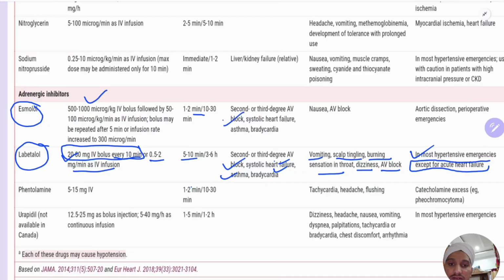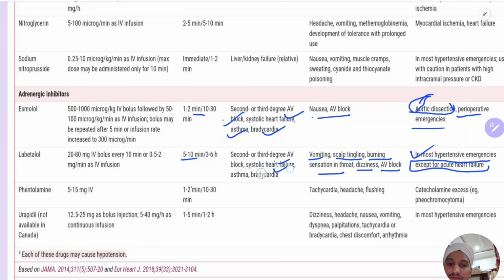Avoid in heart block or acute heart failure, asthma, bradycardia, AV block. So you mainly use it in aortic dissection and perioperative emergencies. Remember this. Mainly it is used in aortic dissection. Esmolol. What is the dosage of Esmolol?